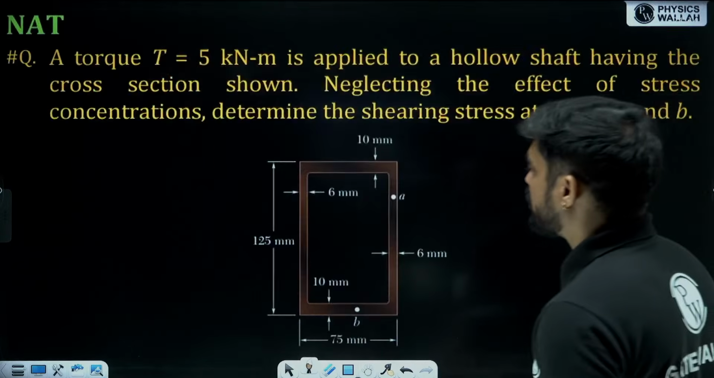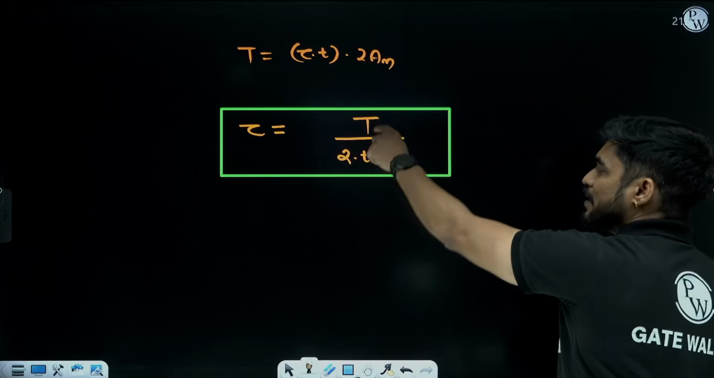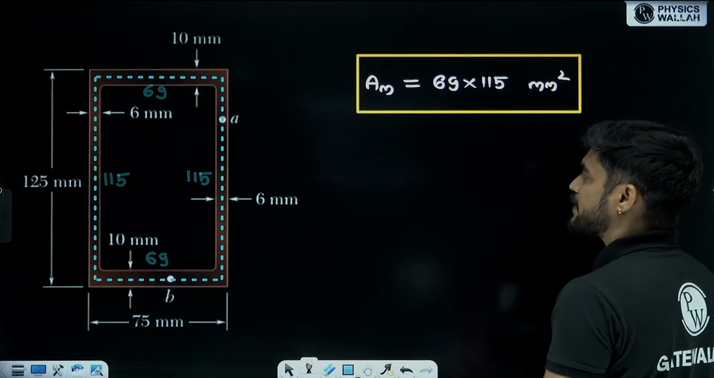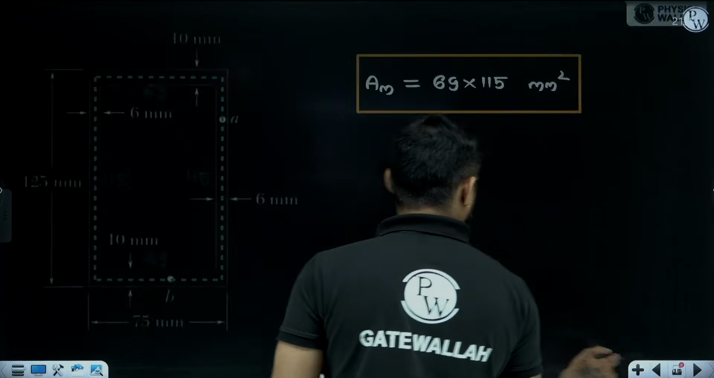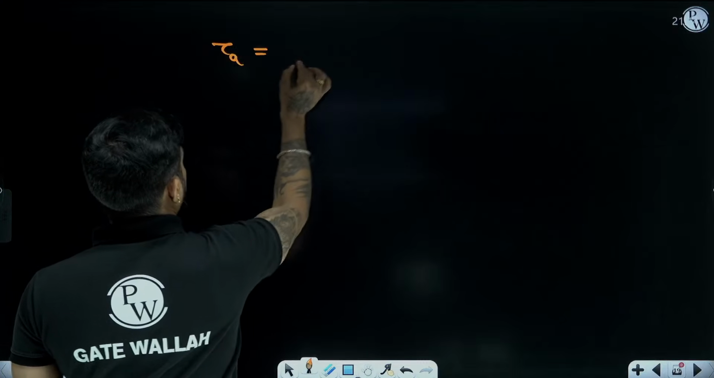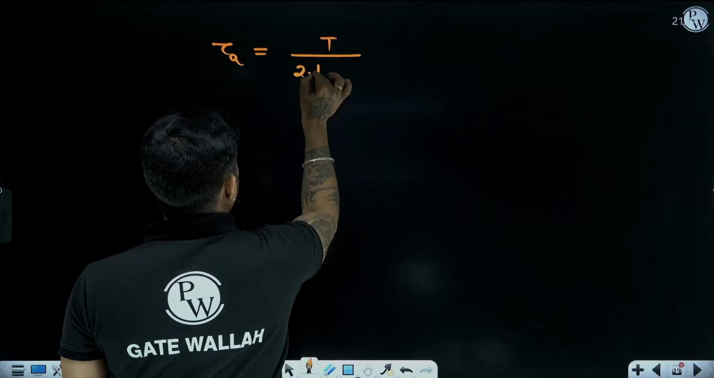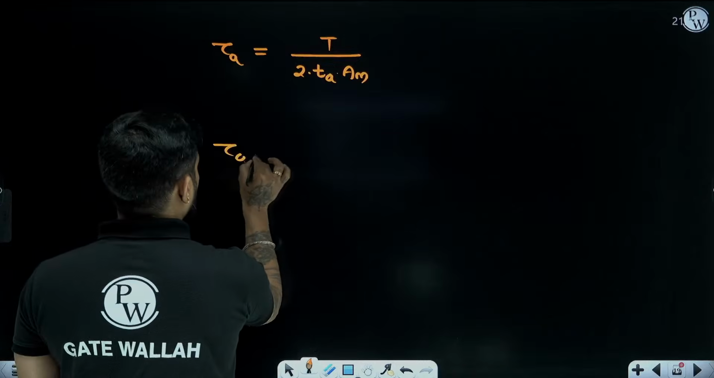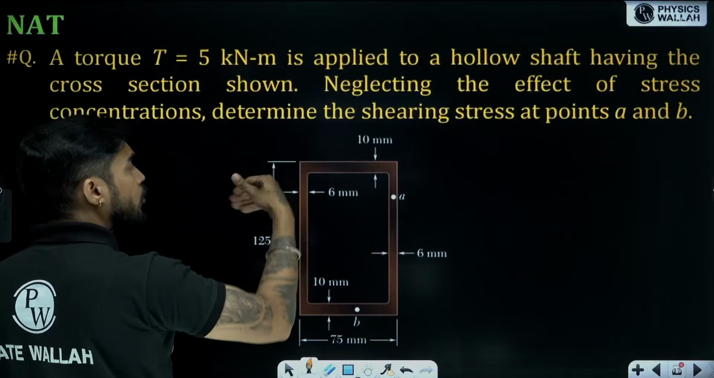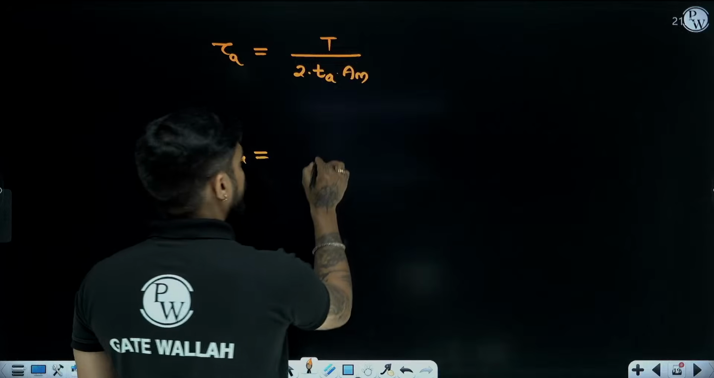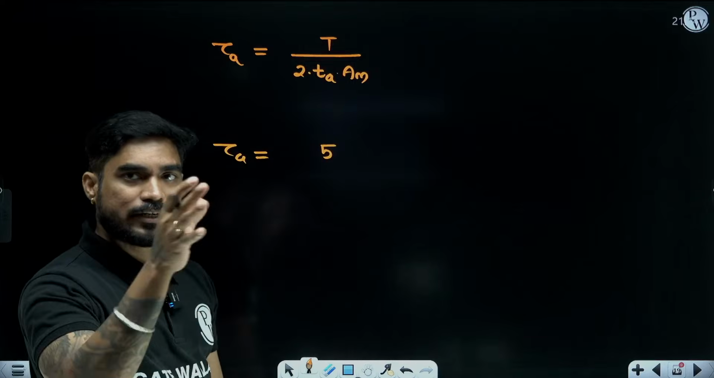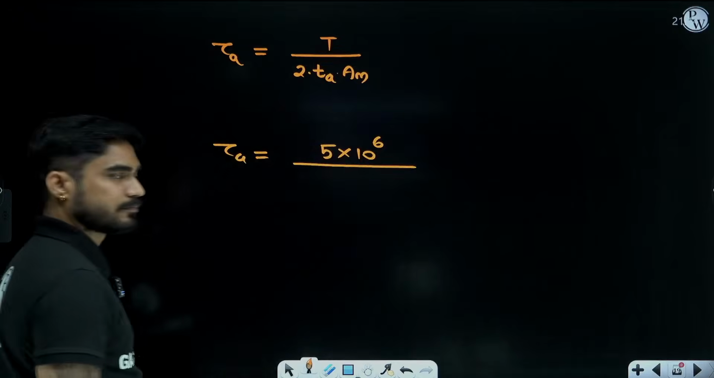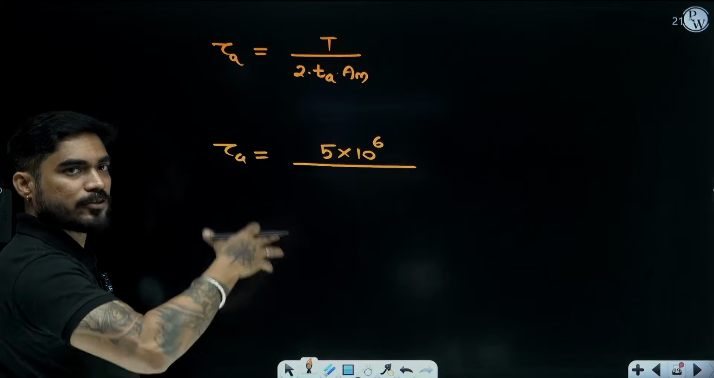Now we will use the equation of shear stress, tau, which is T upon 2 into t into AM. Here T will be the same for both points, AM will be the same, but the thickness will be different. So at point A, tau at point A will be T upon 2 into thickness at point A multiplied by AM. So what is the torque? 5 kilonewton meter. We need to convert it into Newton mm, so we multiply by 10 to the power 6. So 5 kilonewton meter is 5 into 10 to the power 6 Newton mm.